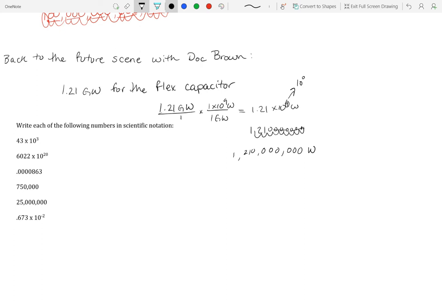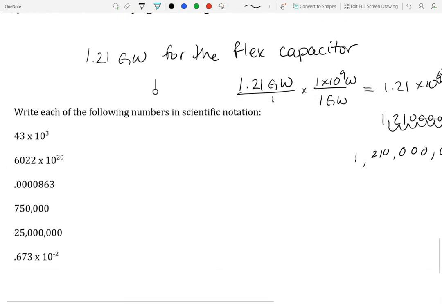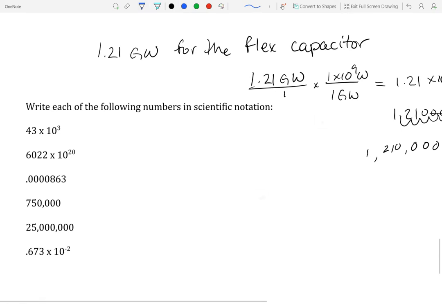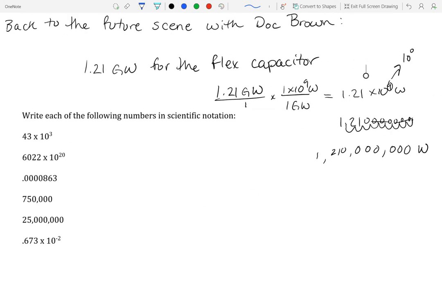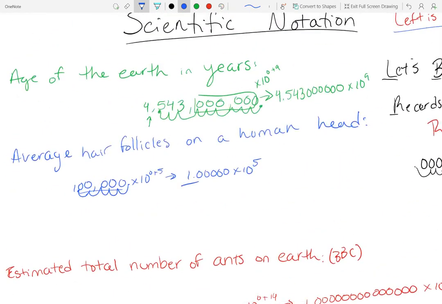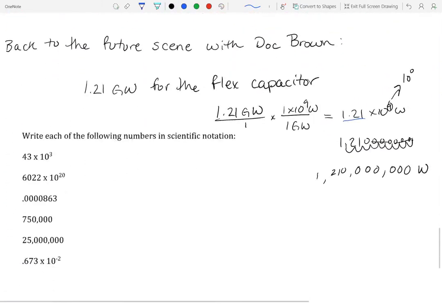So let's go ahead and move on to the next set of problems, which is write each of the following numbers in scientific notation. And I'm going to zoom in a little bit here just so that we can have more space to work. So let me go ahead and grab the blue. Write each of the following numbers in scientific notation. Recall that in every other example, we're always moving the decimal point to the right of the first non-zero digit. For example, right here we have 1 point, 1 point over here, 1 point over here, 4 points over here. We're always moving over to the right of the first non-zero digit.